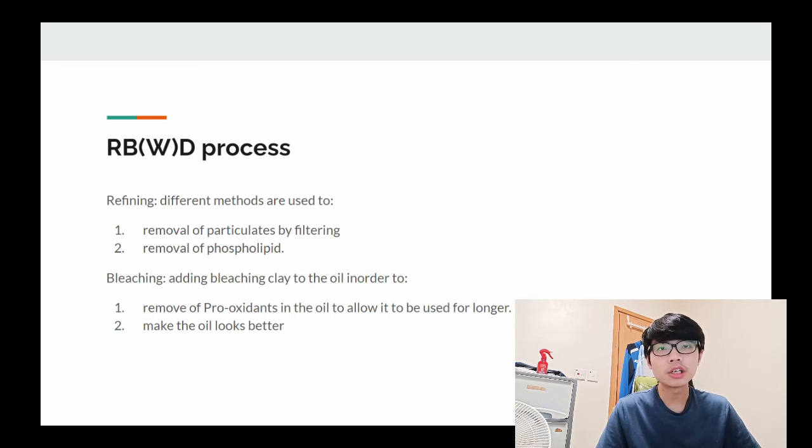Bleaching. Bleaching is done by adding bleaching clay to oil in order to remove the pro-oxidant in the oil to allow the final product to be used for a longer period of time, and second, make the oil look more transparent so that it looks better.